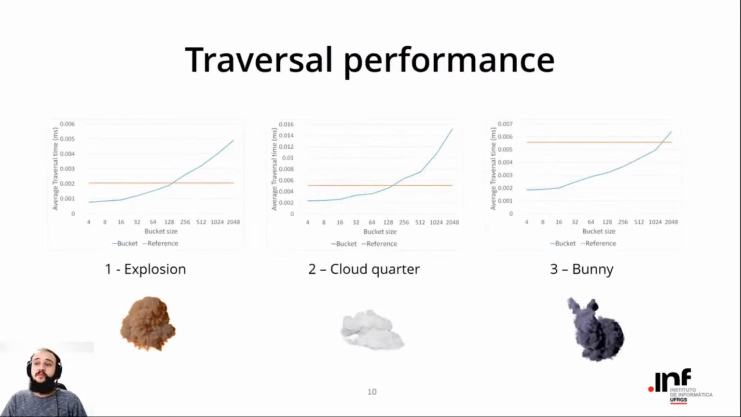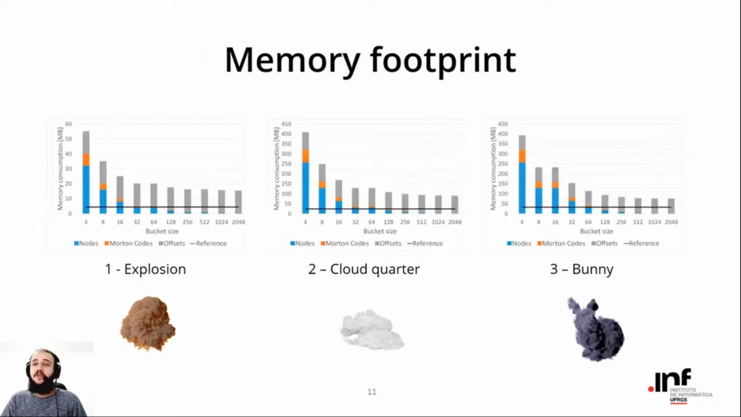Here, we show the traversal performance for the 3 largest grids we tested on. The larger the bucket becomes, the less traversal performance we get. It occurs because for larger buckets, we need to do more intersection tests in a row, compromising performance.